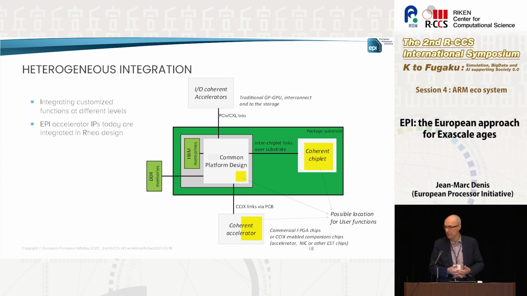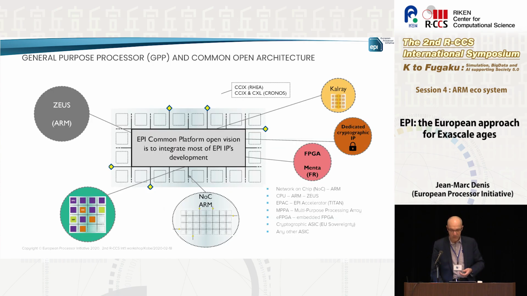So you have different ways of implementing the accelerator IP: either on the same die as the CPU; or, this is in yellow, on a different chiplet but still coherent with the CPU chiplet through the die-to-die connection; or, obviously, on an external connector that could be CCIX, that could be PCI Express, or that could be CXL in the future.